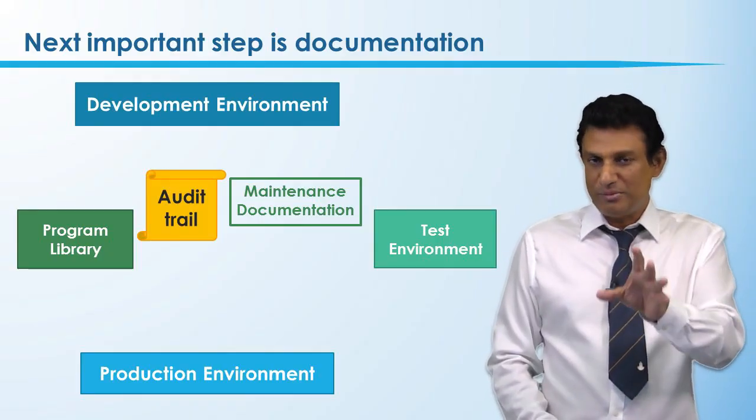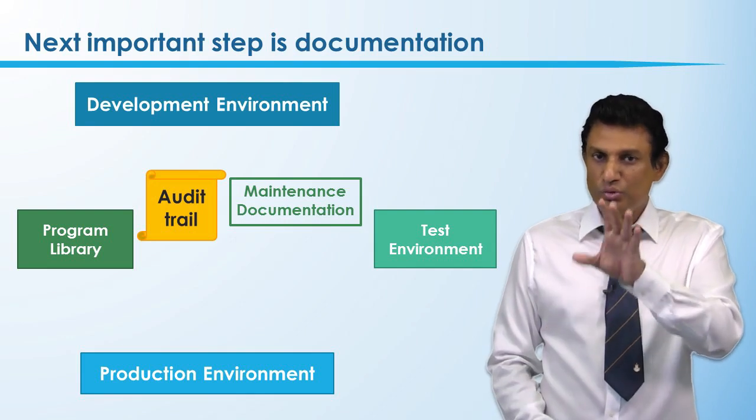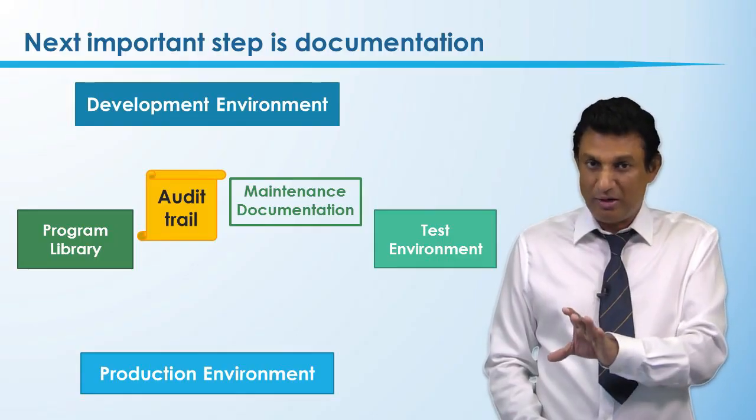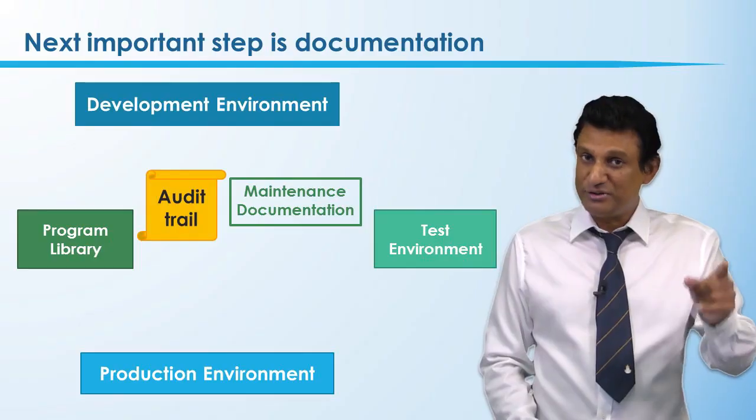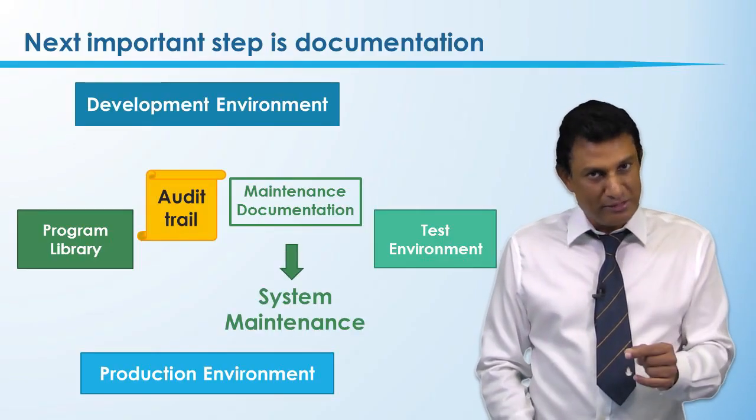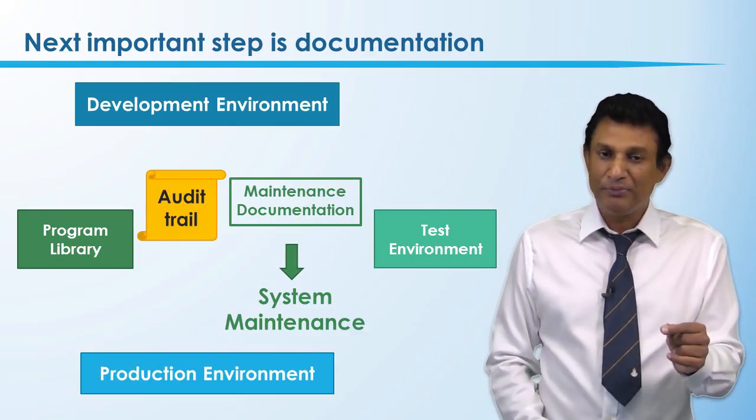So audit trail, as I mentioned to you guys, is for accountability purposes, to find out who exactly did the change and what changes have been done, right? The audit trail, remember, is system generated. But documentation is created by the programmer who made the change. That is for system maintenance purposes, for example.